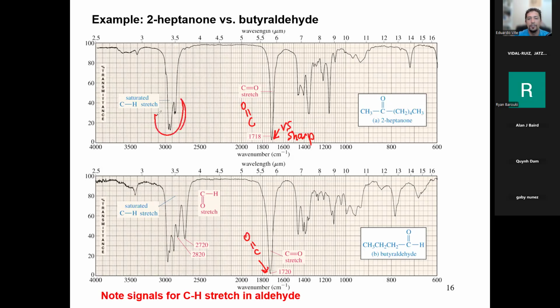What's over here? What's this at 3000? What are these things? Somebody tell me, please. What are those stalagmites? What kind of stretch is that? They show up everywhere, remember? What is that stretch that you're seeing there around 3000? CH, that's right. These are your CH stretches.